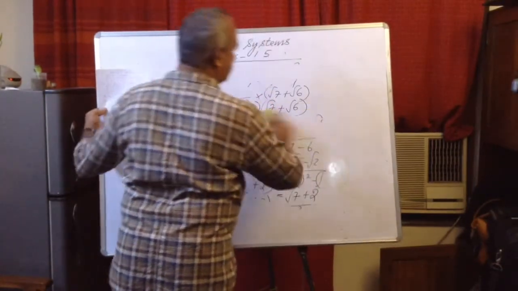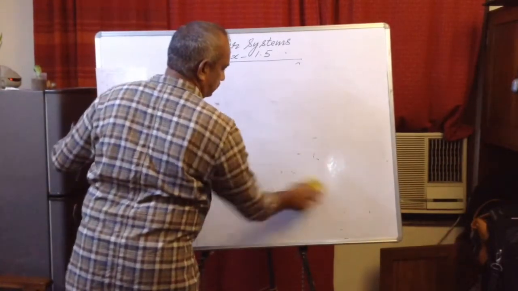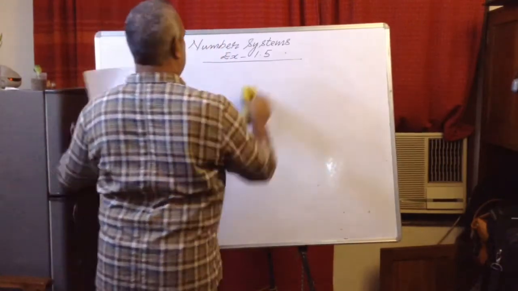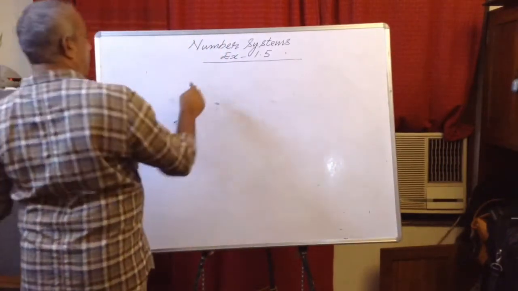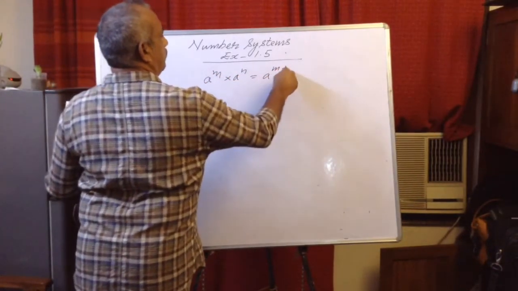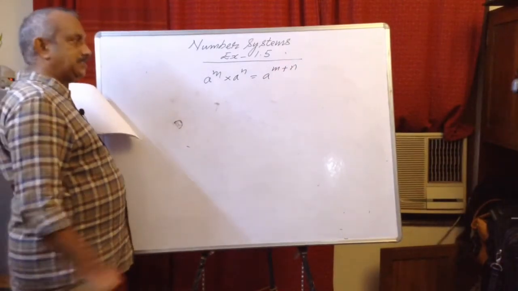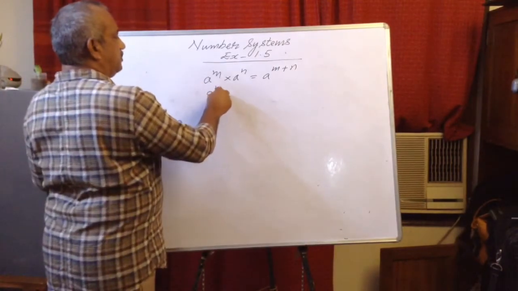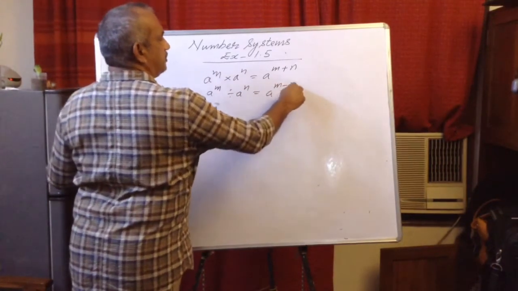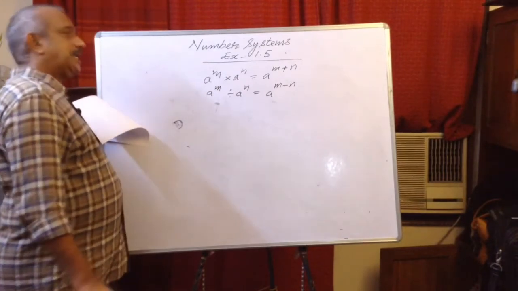If the bases are the same and operation is multiplication, we'll add the powers. See, first one is a raised to m into a raised to n is equal to a raised to m plus n. Then second one, a raised to m divided by a raised to n is equal to a raised to m minus n. If the bases are the same and operation is division, then we'll subtract the powers.